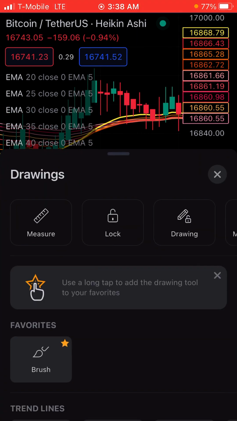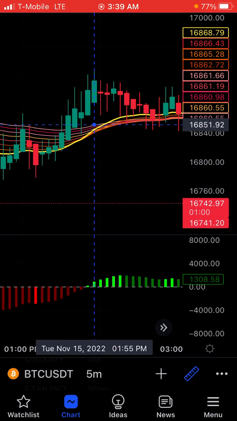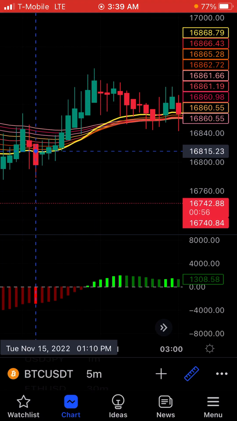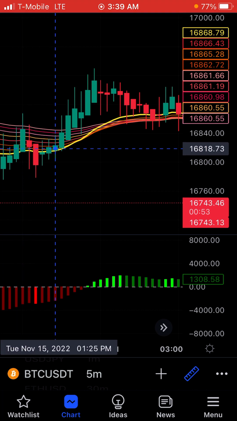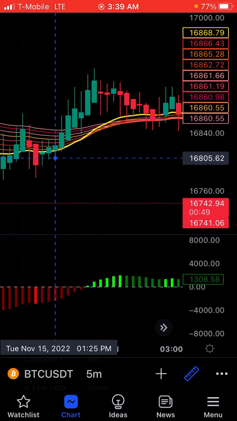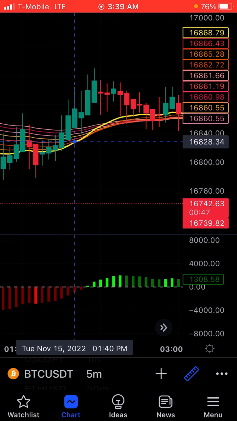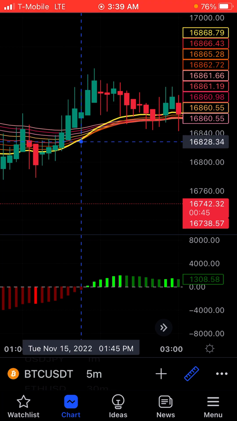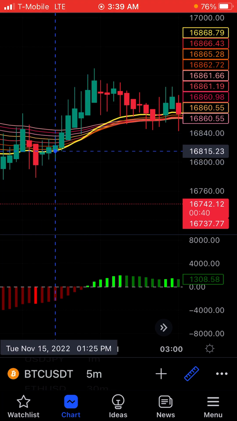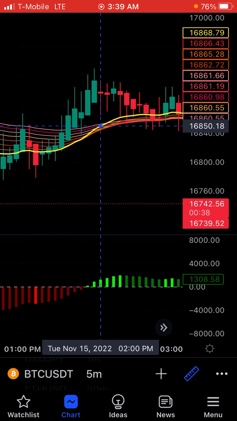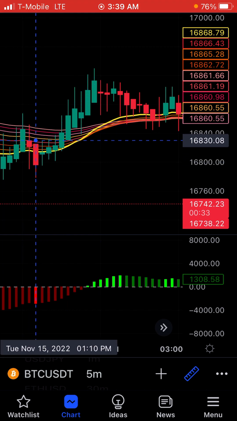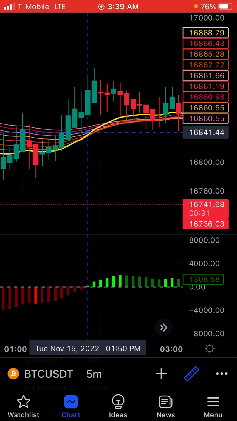So let's see. Right here, what you want to do is make your 20 EMA vivid and have it stand out. So what you want to look for is the moment. Now we're dealing with crypto, not stocks, because with stocks it's different. With crypto, you want to look for the moment where it starts going up, like this moment right here. You see the 20 EMA is going up.